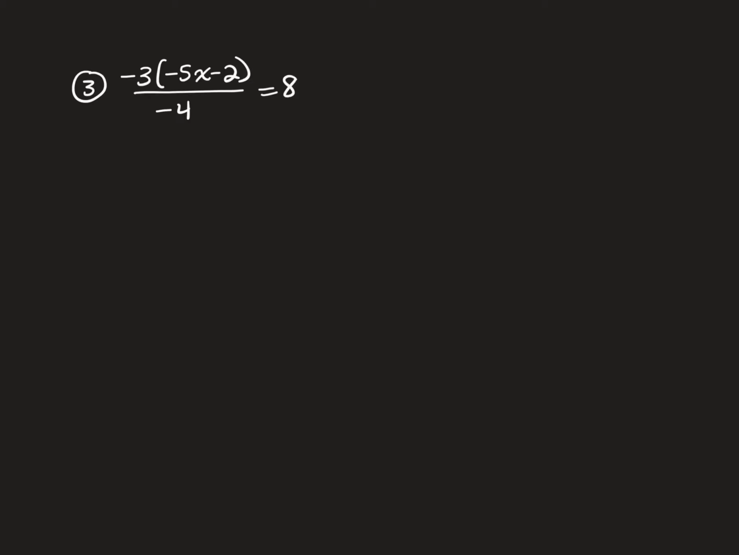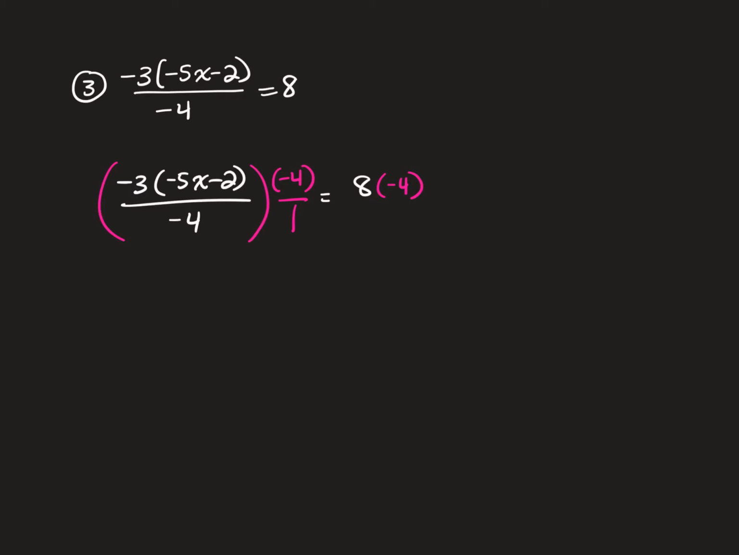Okay, last, let's talk about number 3. So to start this one, I would probably start by multiplying both sides by negative 4. Now the reason I'm going to do that, and I'll show this to you as a separate step here so I have a little more room, is so I can get rid of the denominator. All right, so I'm going to multiply by negative 4/1. Whatever you do to one side, you have to do to the other side.